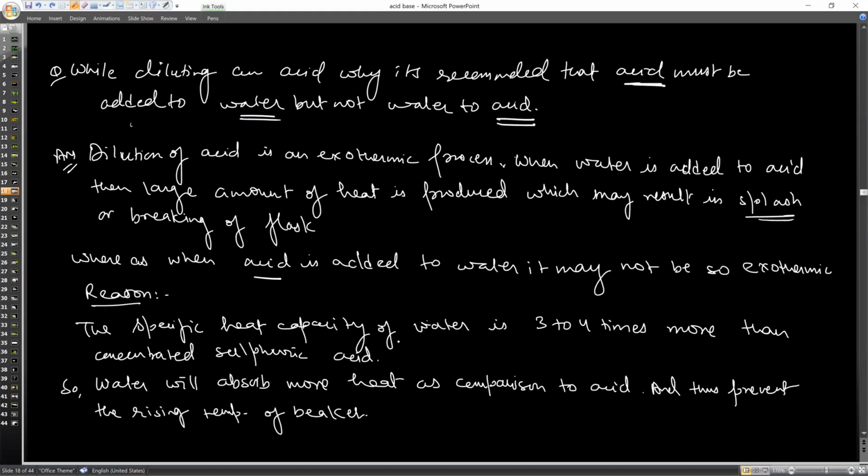Water will not let the temperature rise. The specific heat capacity of water is 3 to 4 times more. Means water requires 3 to 4 times more heat to rise 1 degree temperature than concentrated sulfuric acid. So water will absorb more heat as compared to acid, and thus prevent rising in temperature of the beaker. Please note it down fast.